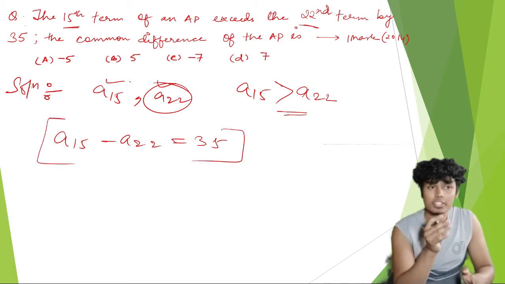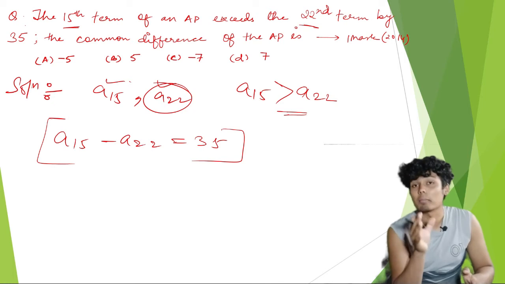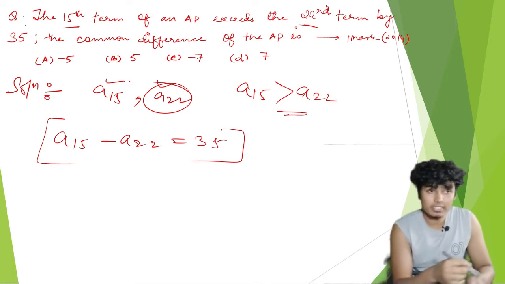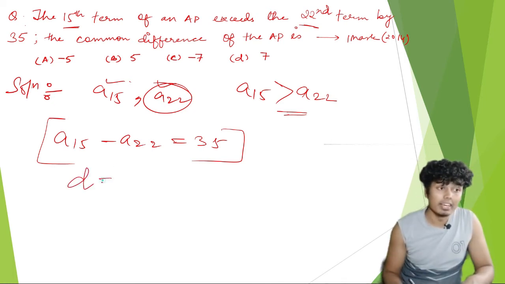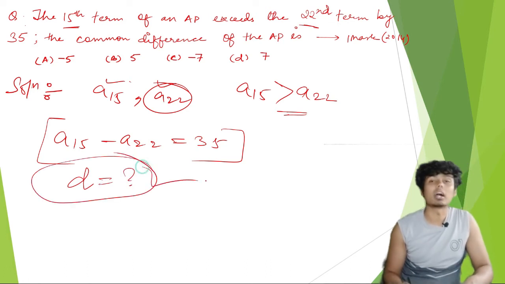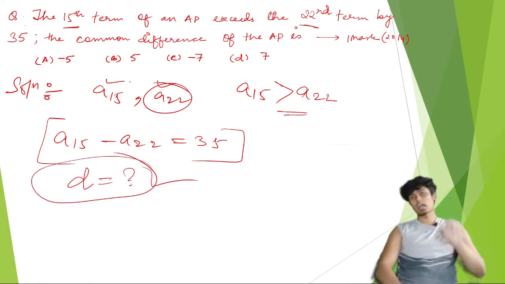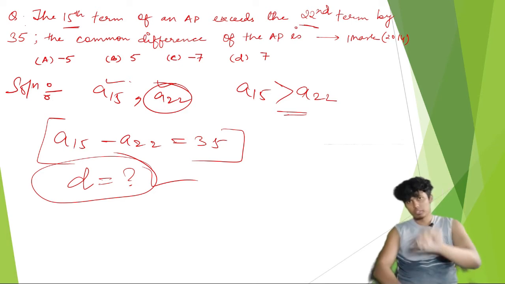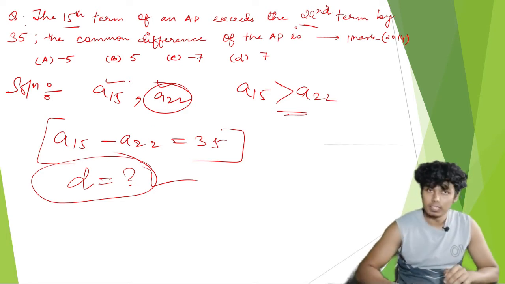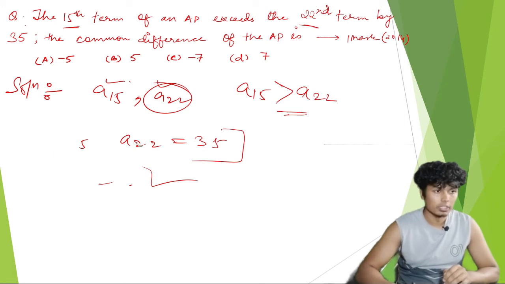Okay, we need to find the common difference of this AP. What is the common difference? We need to find the value of D. That will be the common difference. I hope it is clear to you. Now let us start solving the answer.